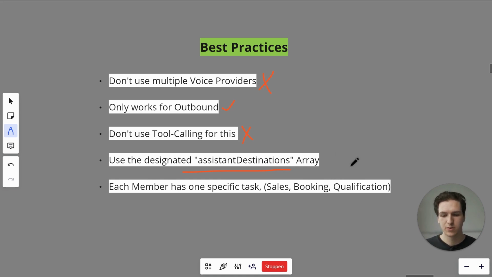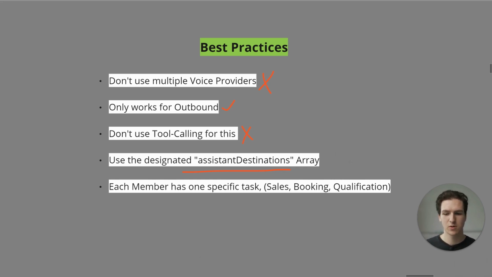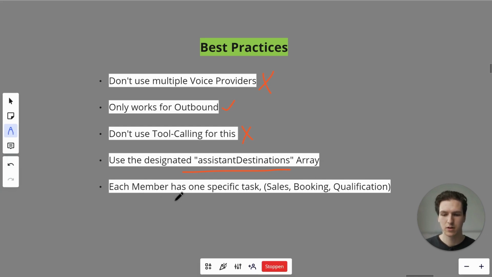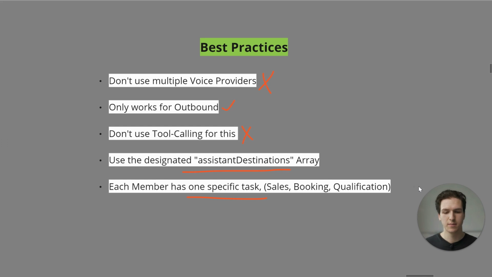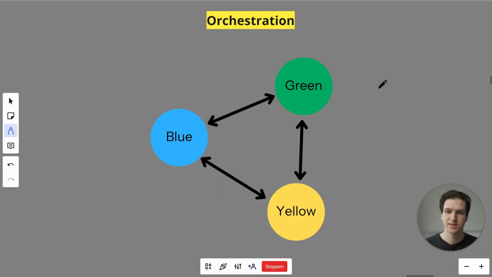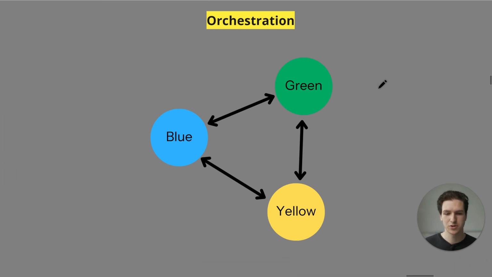How you basically orchestrate such a squad is that each member of the squad has one specific task, meaning that you have one member that is specified for sales, the other does the appointment booking, and then you have one that does the qualification as well. So here you just separate the tasks, split them up between each assistant, allowing for each assistant to perform better to get you the best possible results. So this is how I orchestrated my demo that you just heard.